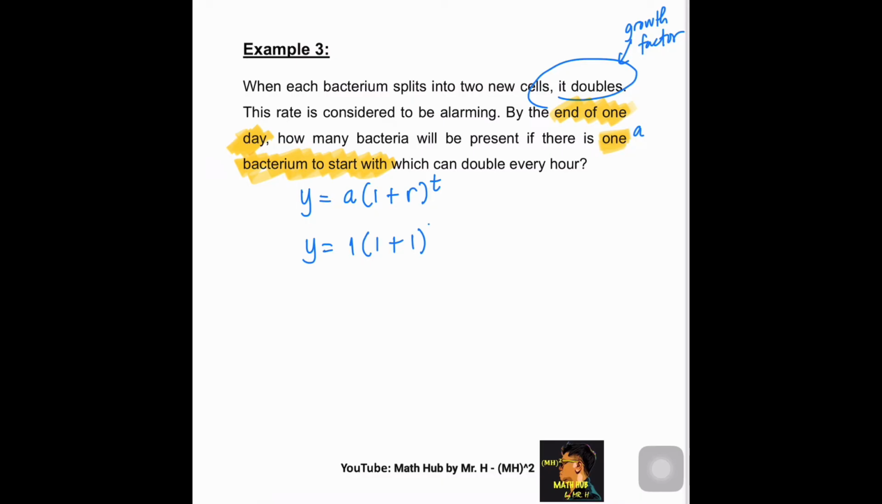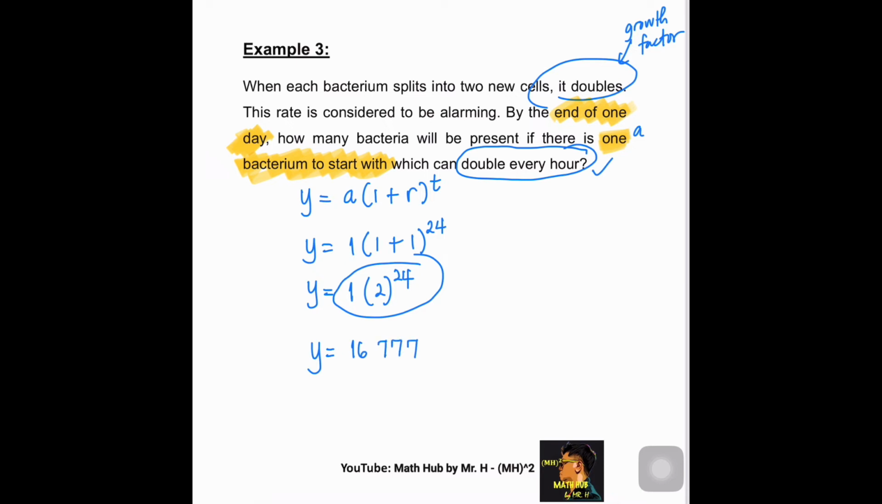So the time period will be 24. And simplify the right hand side. So we have y equals 1 times 2 to the power of 24, which is 16,777,216 bacteria after 24 hours. So this is the exact answer.